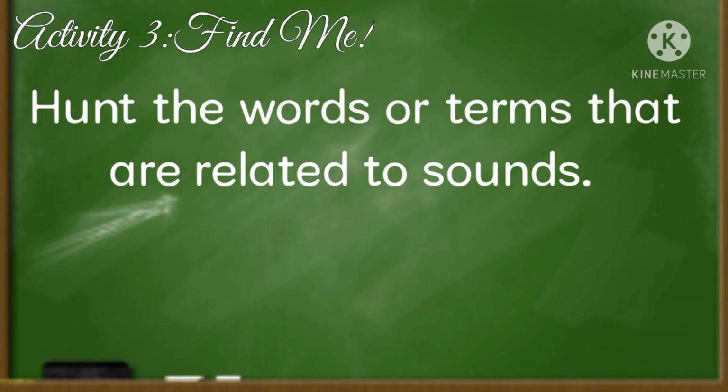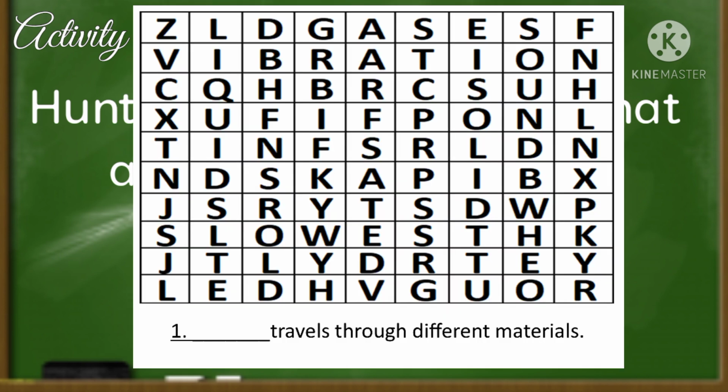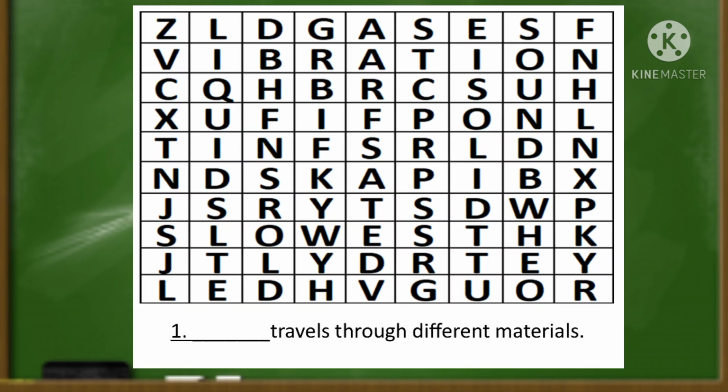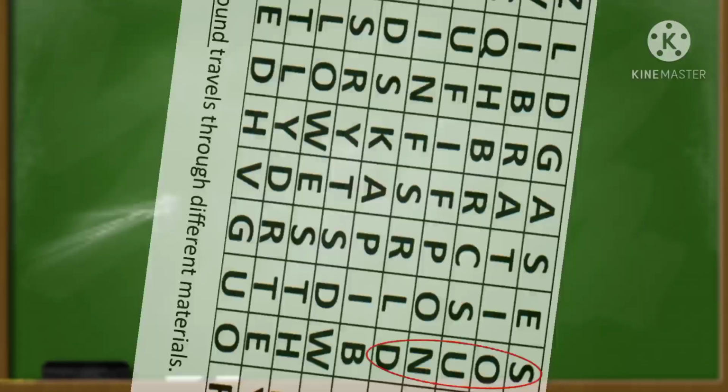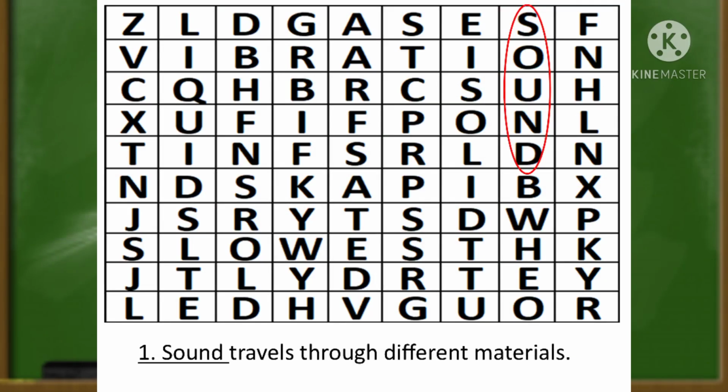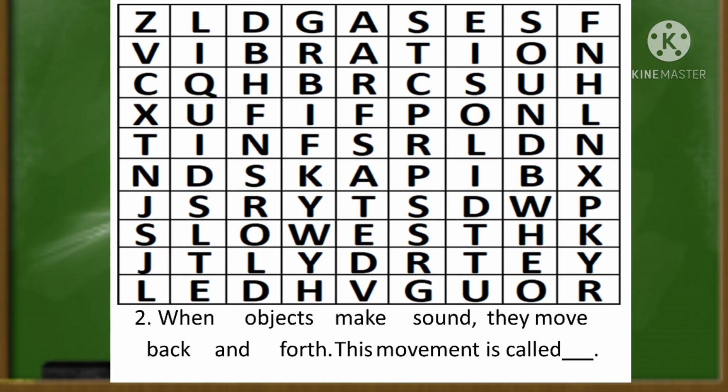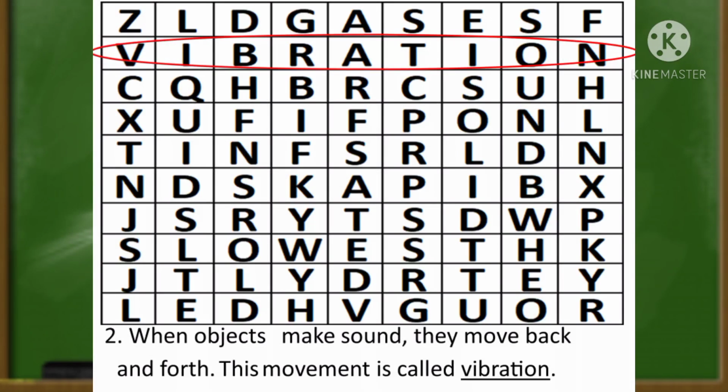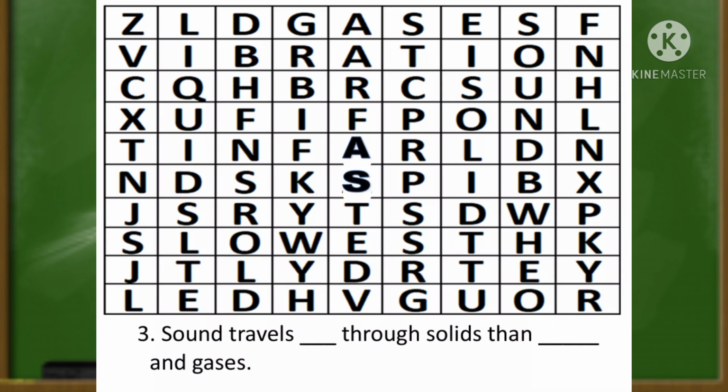Activity 3. Word hunt. Find the words or terms that are related to sound. 1. Blank travels through different materials. Yes, the answer is sound. 2. When objects make sound, they move back and forth. This movement is called blank. That's right, that is vibration.